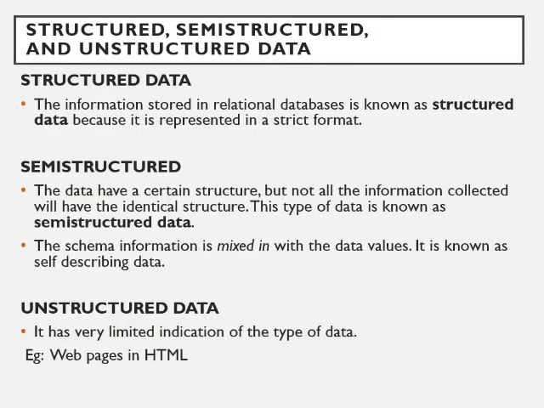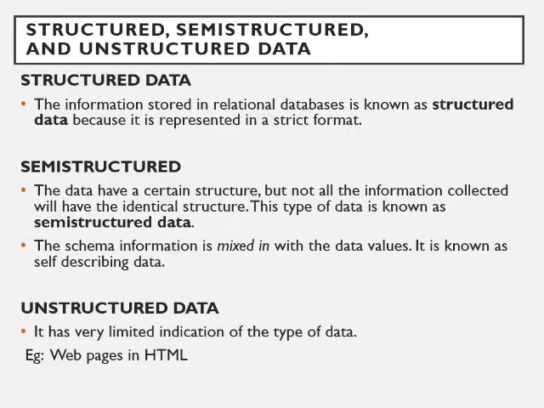The next topic is structured, semi-structured and unstructured data. Structured data. The information stored in a relational database is known as structured data because it is represented in a strict format, to ensure that all the data follow the structures and constraints specified in the schema. Semi-structured data. The data have a certain structure, but not all the information collected will have the identical structure. This type of data is known as semi-structured data.